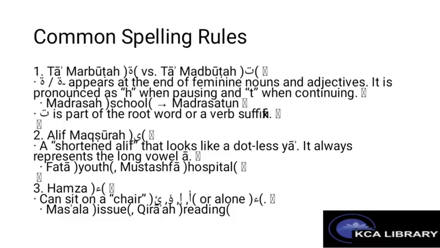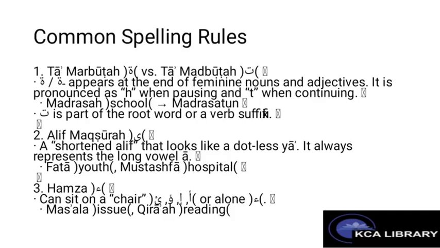Common spelling rules. Number one is the ta marbuta versus the ta mabuta. The ta that is closed, that is round, and the one that is open. Ta marbuta applies at the end of feminine nouns and adjectives. It is pronounced ha when pausing and ta when continuing. Madrasa when it is stopping, madrasatun when continuing.